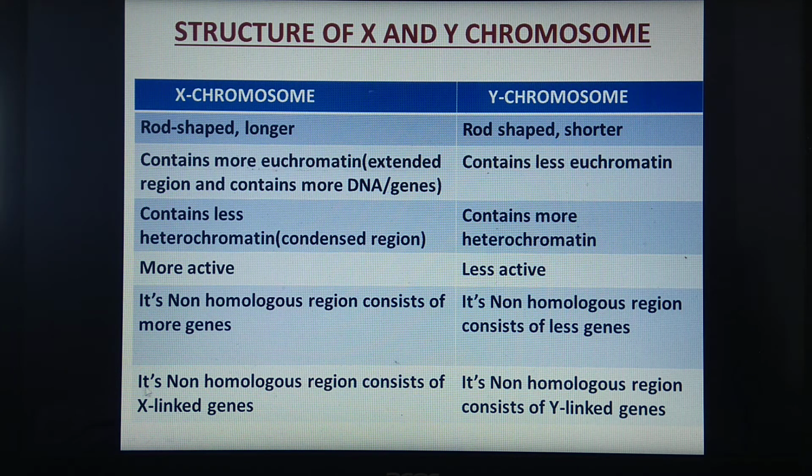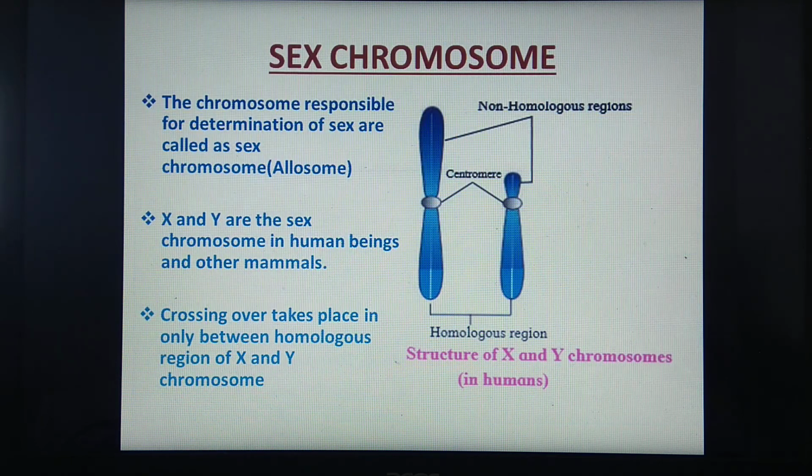Remember that genes present on non-homologous region of X chromosomes are called X-linked genes, and the genes present on non-homologous region of Y chromosome are called Y-linked genes. Once again, we will see the diagram of X and Y chromosome. See, this is the diagram for X and Y chromosome. You can see this is the homologous region. This part is the homologous region.